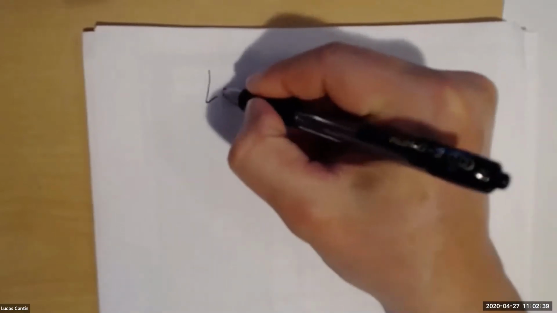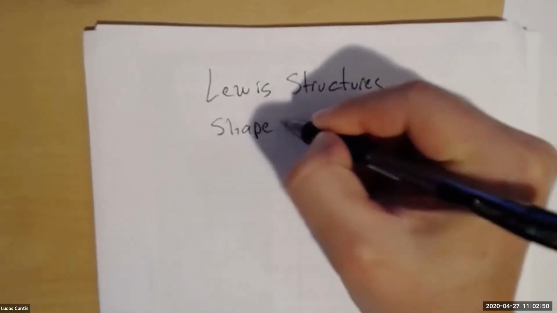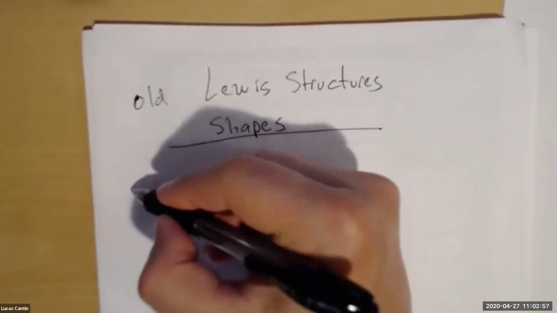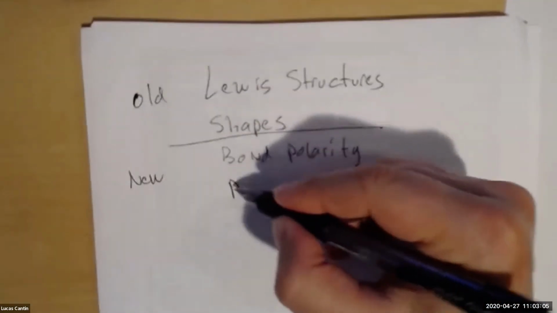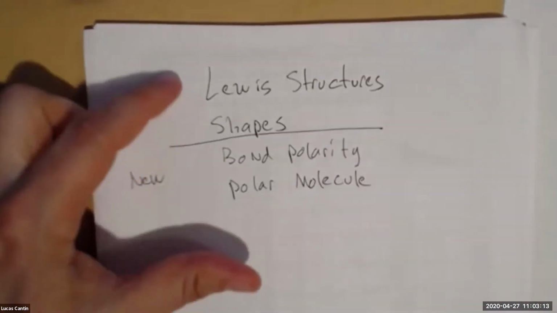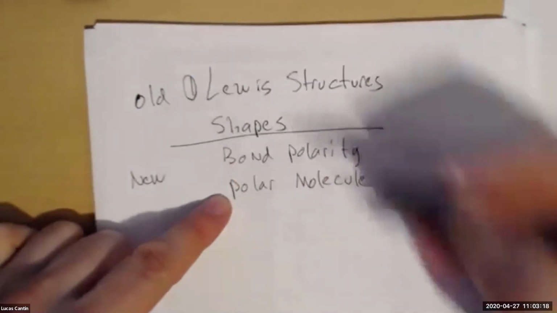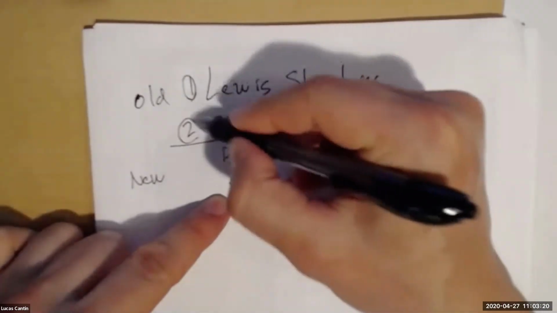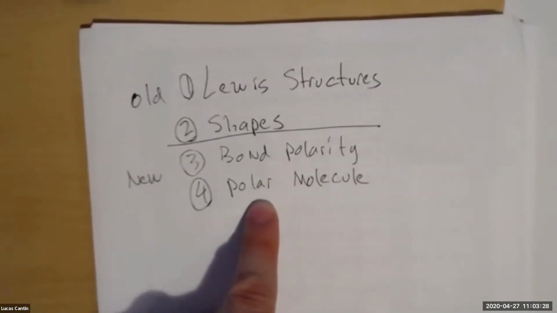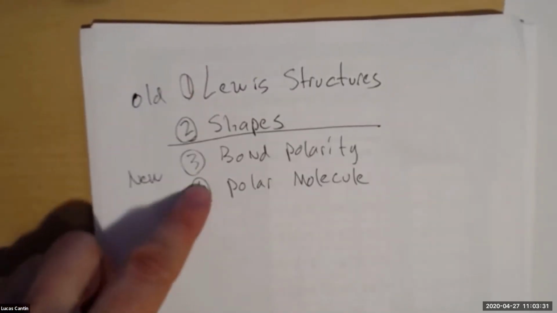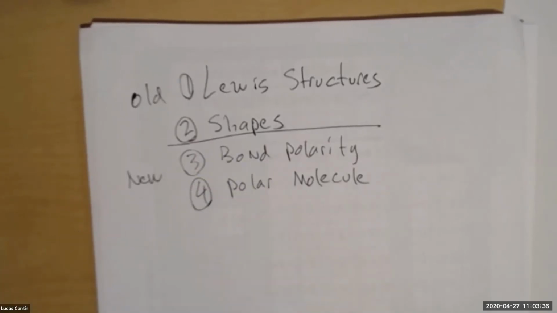We previously talked about Lewis structures, and we've also talked about shapes of molecules. So these are old. The new things I want to talk about are bond polarity and having a polar molecule. In order to see if you have a polar molecule, first you have to be able to do a Lewis structure. Then you have to do the shape. Then you have to determine if there are polar bonds. This is not necessarily a hard skill, but you have to be able to do the previous skills in order to decide if you have a polar molecule.